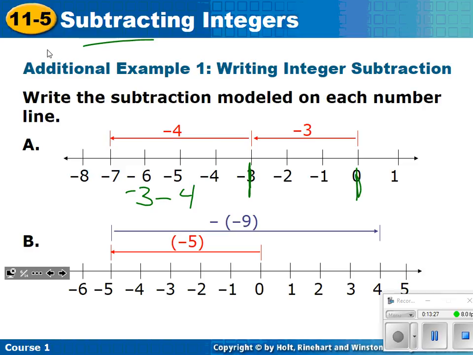The directions that we just looked at, it says, on the number line, we move to the left. It says, move left on a number line to subtract a positive. We wanted to move left, so we subtracted a positive. So this is negative 3 minus 4.